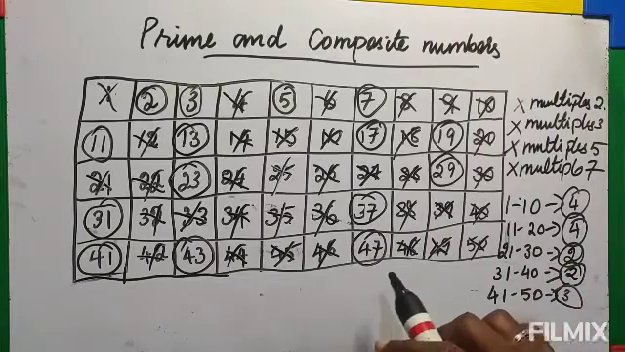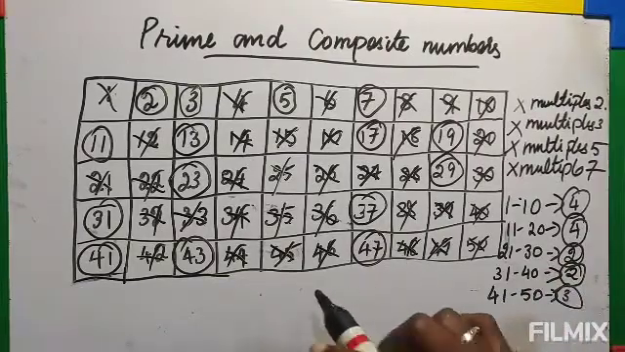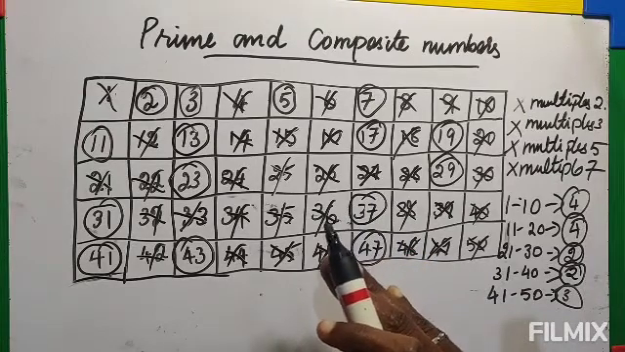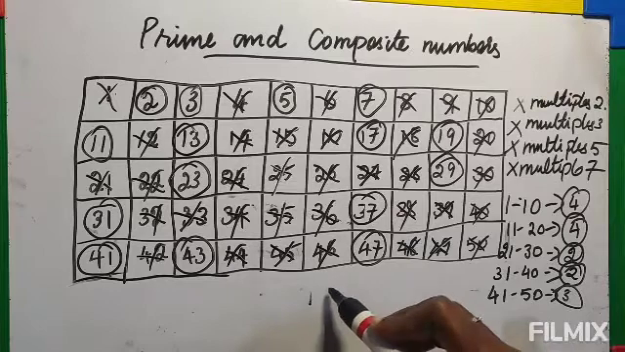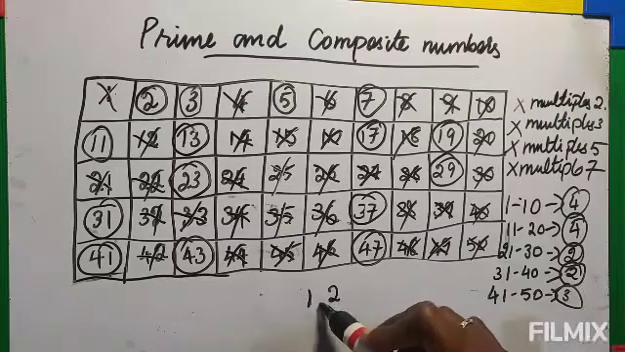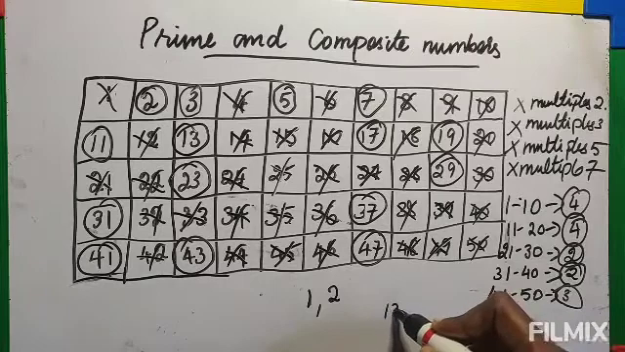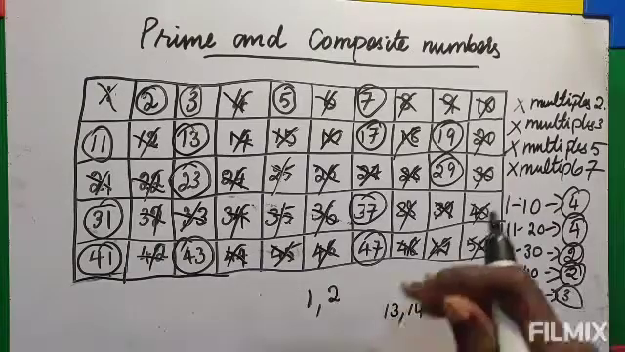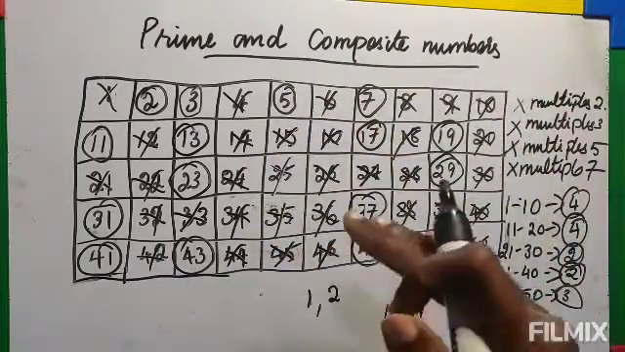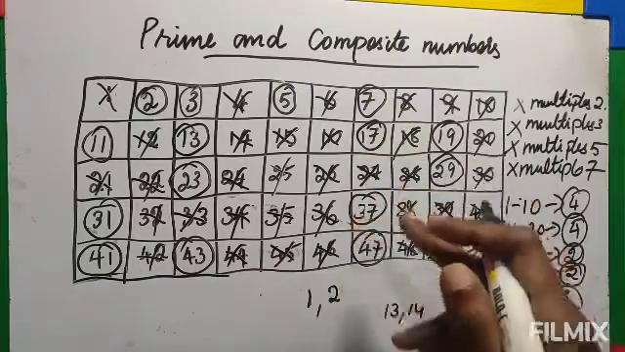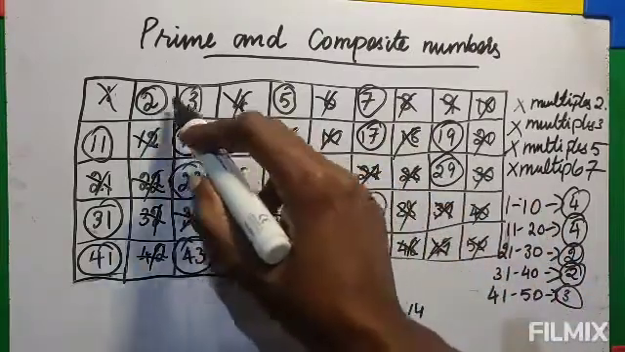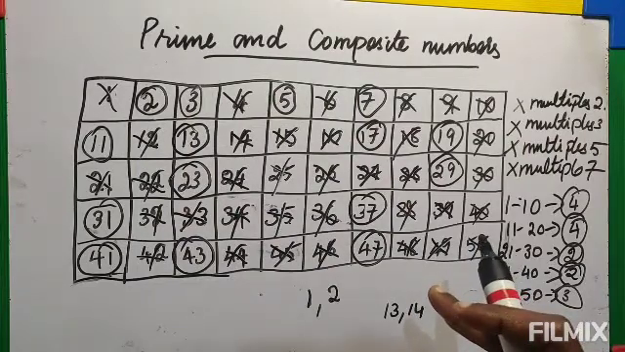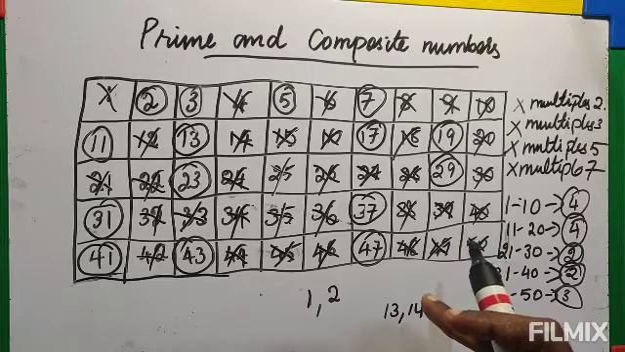Now the next numbers are called consecutive numbers. You have learnt already. If 1 is there, the next number is 2, so 1 and 2 are consecutive numbers. If you take 13, the next number is 14, so 13 and 14 are consecutive numbers. Among the prime numbers, only one pair is consecutive, that is 2 and 3. They are the consecutive prime numbers.